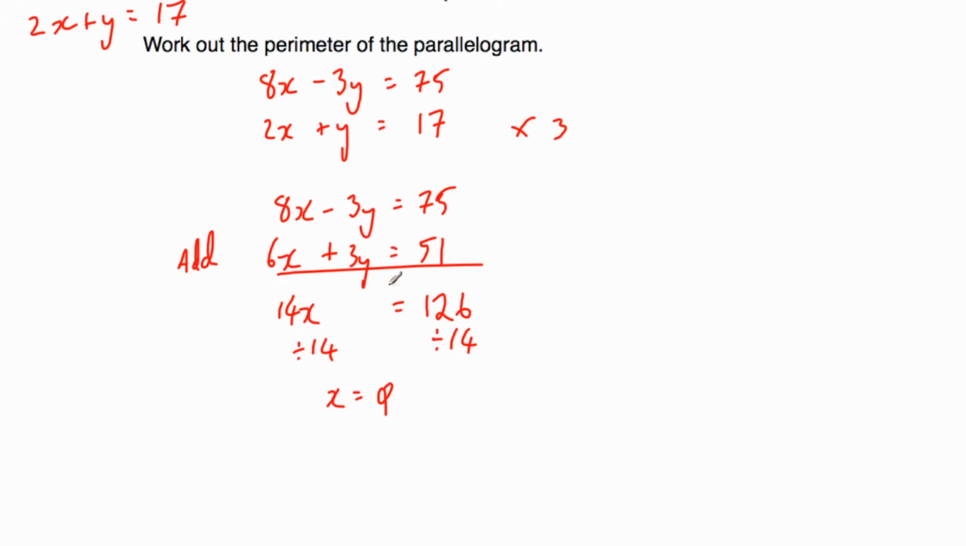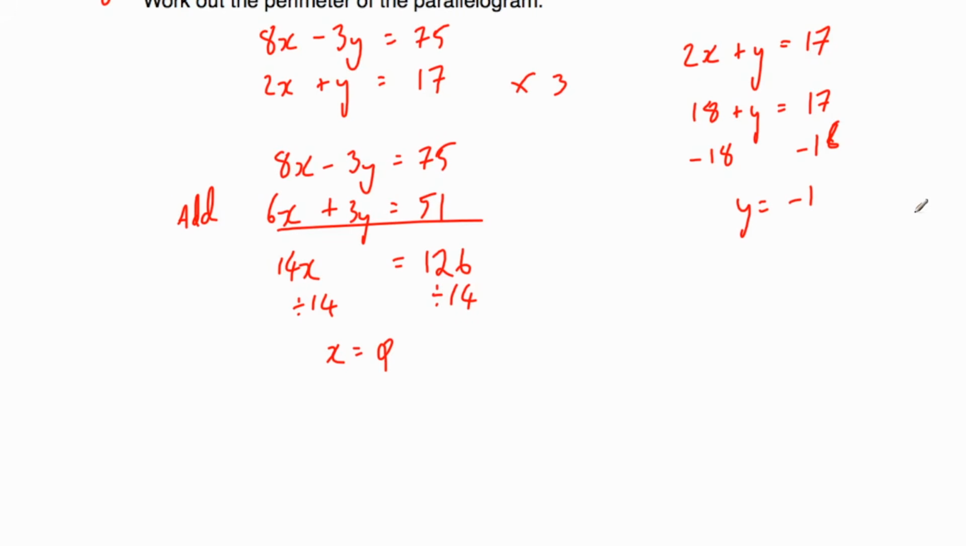Now let's substitute that into one of our two equations to find y. I'm going to substitute it into the second one here. So we've got that 2x plus y is equal to 17. So we're going to substitute this into our equation. So we've got 2 times x, that's going to be 2 times 9, which is 18, plus y is equal to 17. We want the y on its own, so let's take away 18 and take away 18. So we get that y is equal to, and 17 take away 18 is negative 1. So y is equal to negative 1. So we've got x equal to 9 and y is equal to negative 1.